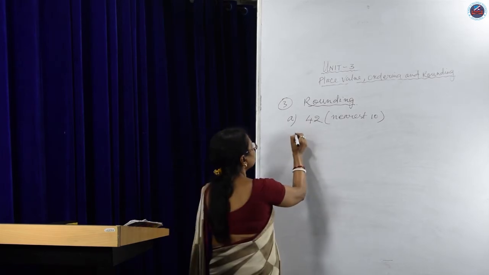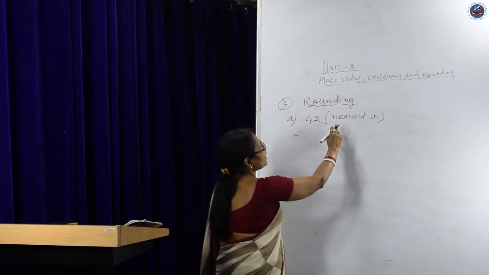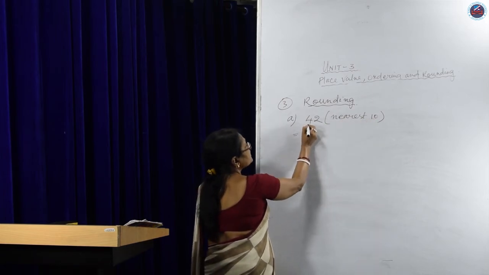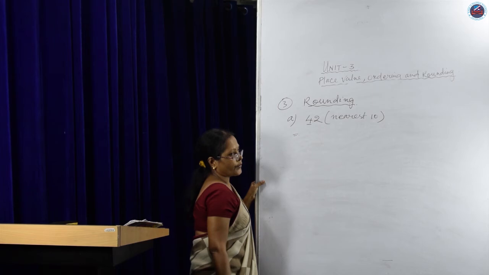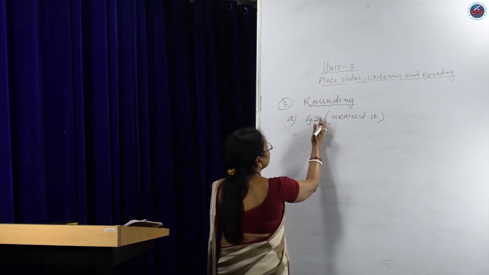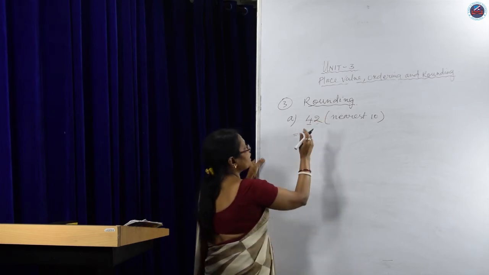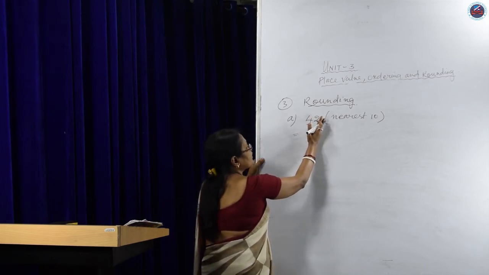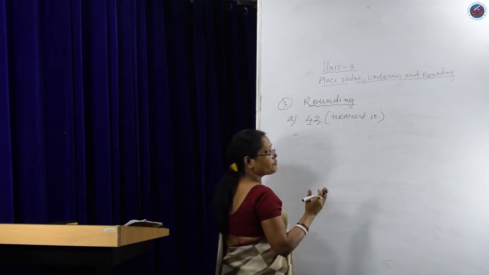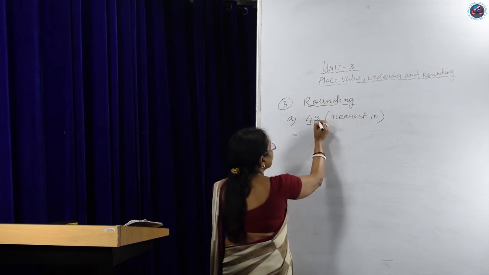And how to round it to the nearest 10 is, look at the number 42. Since you have to round it to the nearest 10, you look at the tens digit. What is the tens digit here? 4. Then you have to check the digit to the right of 4, which is 2. If the digit to the right is 5 or more than 5, then you have to add 1 to that number.